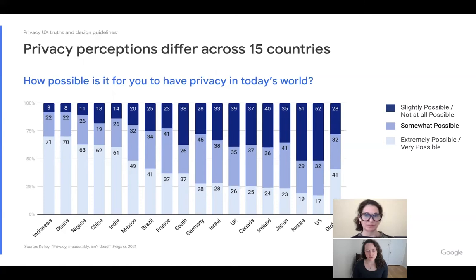When asked how possible is it for you to have privacy in today's world, in some countries, most respondents thought it was somewhat or very extremely possible. In other countries like the United States, Ireland, and much of Europe, most respondents thought it was only slightly possible or even not possible at all.